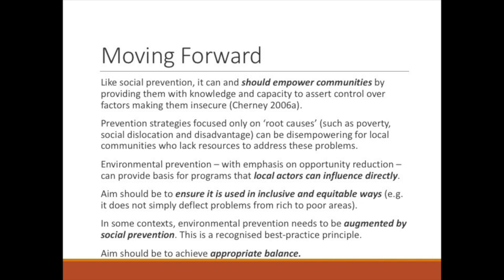Now, importantly, much like social prevention, crime prevention through environmental design can and should empower communities by providing them with knowledge and the capacity to exert control over the factors that are making them insecure. Strategies that focus only on root causes, such as poverty, social dislocation, and disadvantage, and so on, can be disempowering for local communities who lack the resources to actually address the problems. So with the emphasis on opportunity reduction, environmental prevention can provide the basis for programs that local actors can influence directly. So it should aim to be used in inclusive and equitable ways, so that it doesn't simply deflect problems from rich to poor areas. And in some contexts, it would benefit from being augmented or supplemented by social prevention techniques as well. So the aim is to achieve an appropriate balance.